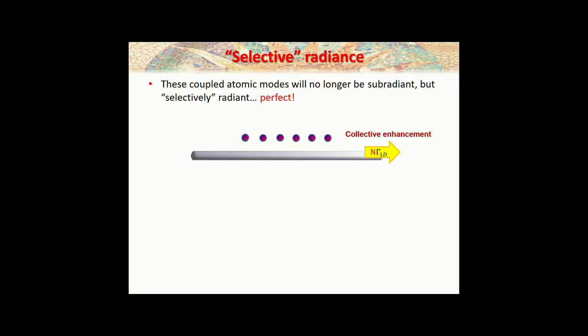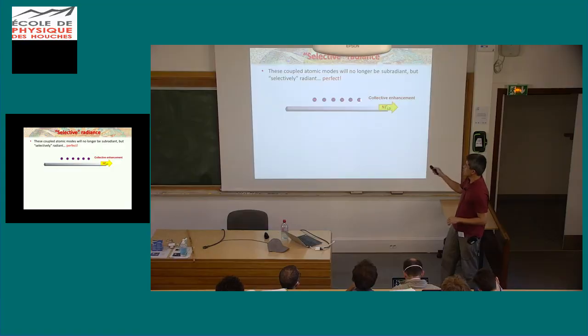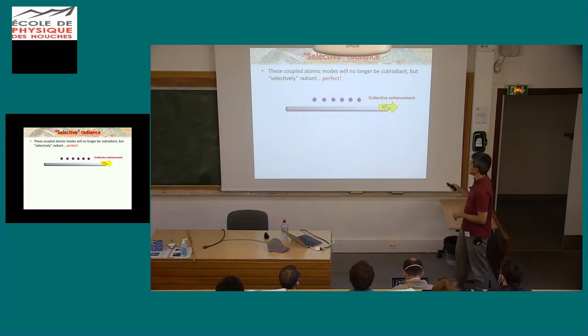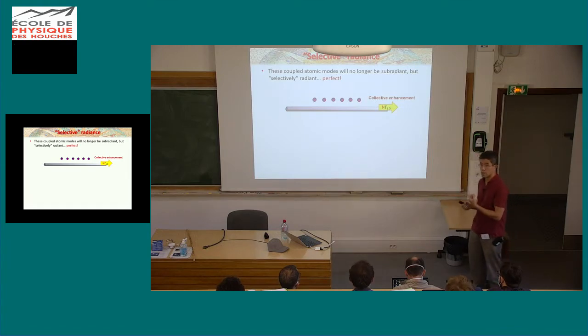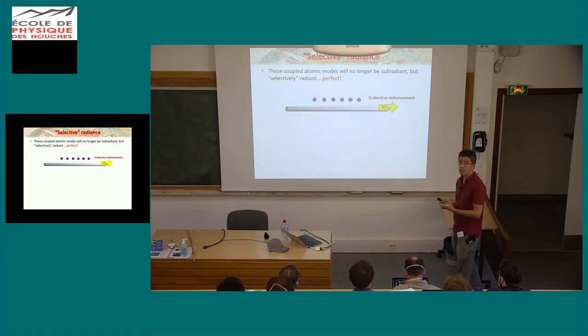What I mean by that is, if you imagine creating one of these atomic spin wave modes that's impedance matched, then this mode will emit efficiently into the waveguide. So you'll experience collective enhancement. Basically, this single collective excitation will no longer emit at a rate gamma 1d into the fiber, but at a rate n times gamma 1d, even though it's just one excitation, but shared among n atoms.